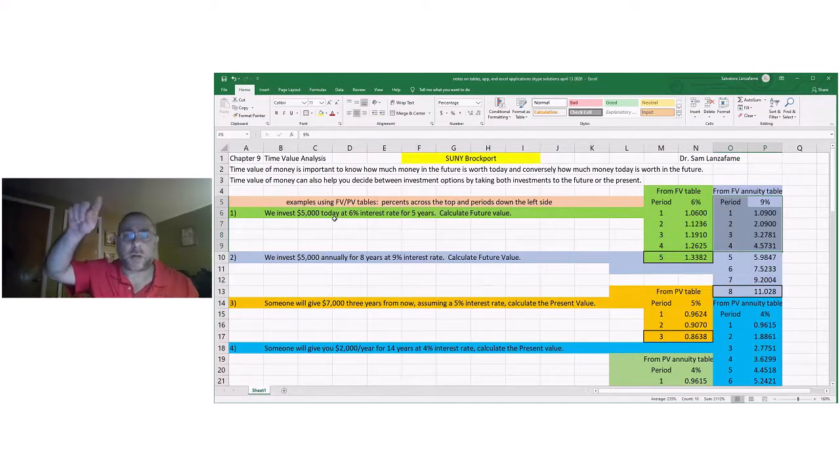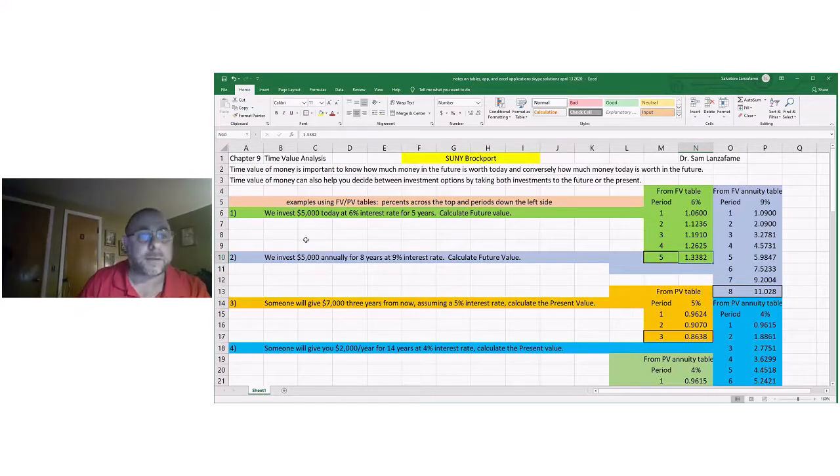So go across the top until you find the percents. So you're going to find 6%. So it's 1%, 2, 3, 4, 5, 6. So go to the 6% column and go down to the 5th period. And where those two numbers intersect, you should see what I have here in green, 1.3382. Okay? And all you got to do is take that 1.3382 and multiply it by $5,000, and voila, you have your answer.